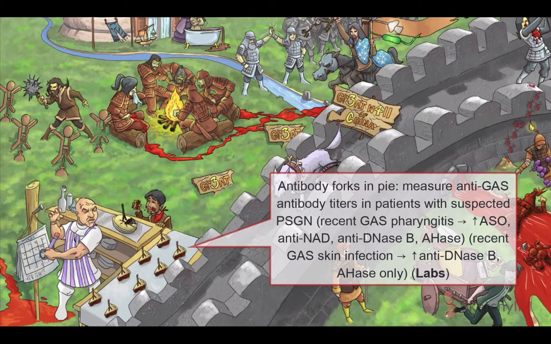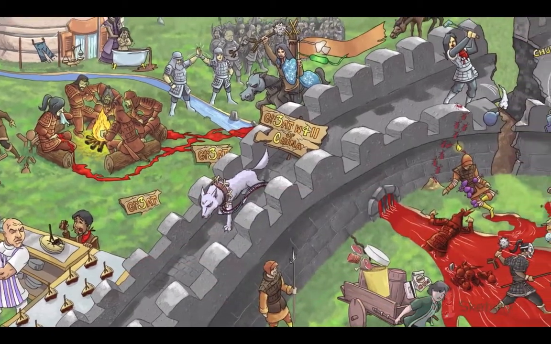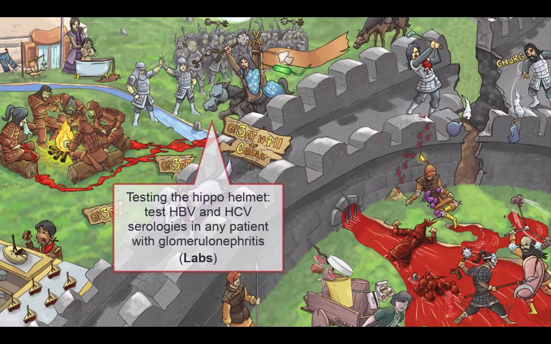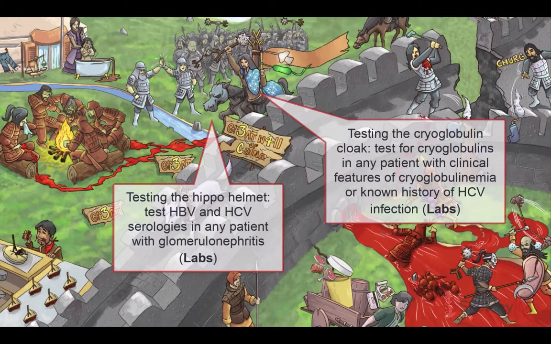Word of caution: if just the ASO titer is used, it might be positive after strep pharyngitis, but falsely low after a recent strep skin infection. A streptozyme test covers 5 different strep antibodies. Next, a reminder to get serology for HBV and HCV. Additionally, patients with a known history of hepatitis C or clinical features of cryoglobulinemia should also be tested for cryoglobulins.